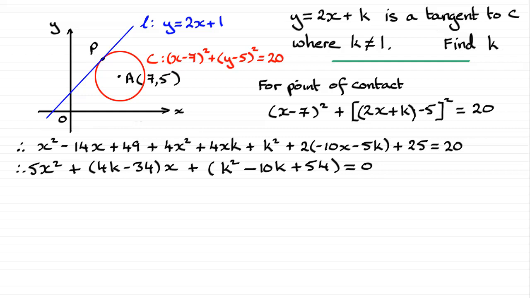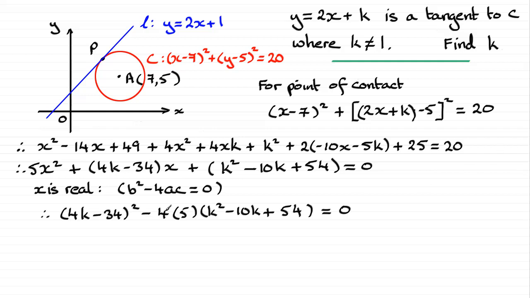Okay, now we do the bit where we've got a quadratic equation. We know there should be one root, so you would expect the discriminant b squared minus 4ac to equal 0. And the b is this part here, 4k minus 34. We've got 4 times a is the 5, and c is this bracket here. Now if you put that down, put it equal to 0, you're going to get this equation.